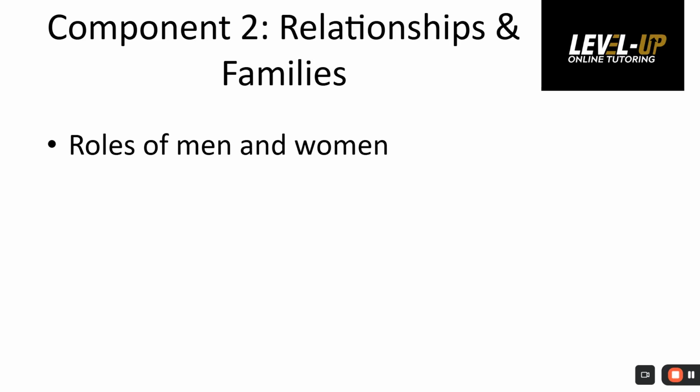Now, for Component Two, what I thought I'd do very quickly is go through a very brief overview of what key topics occur in each of the themes, just so you have an understanding of what exactly you need to be revising for this exam. You're going to want to be looking at things like the roles of men and women, how they interact in terms of the family and in terms of society, as well as what their jobs become as they become parents.